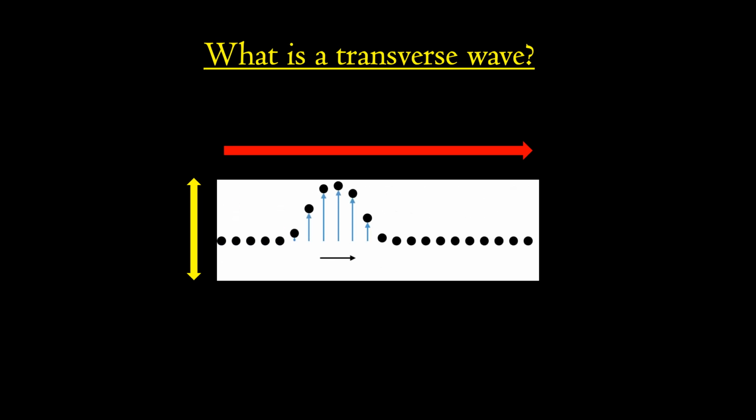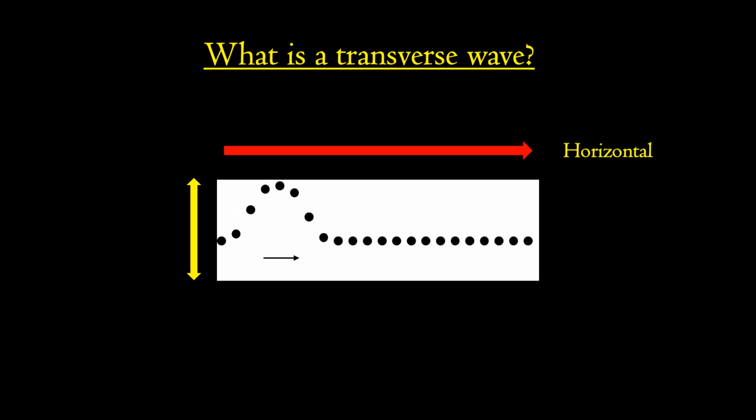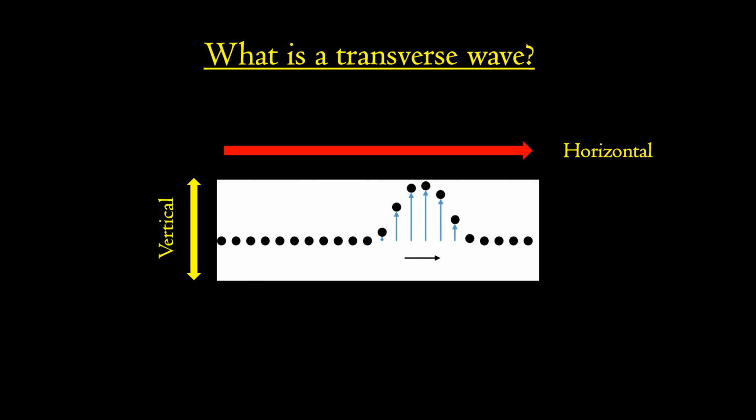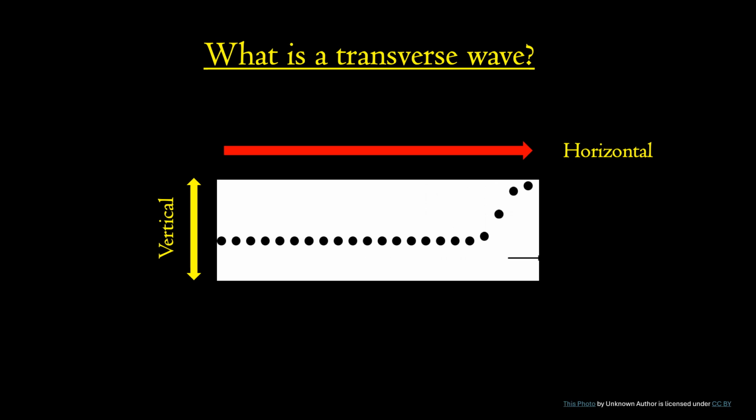The motion of the pulse is in the horizontal direction, and the motion of the particles, the black dots, is in the vertical direction. The angle between the two directions is 90 degrees. This type of pulse, where the direction of motion of the pulse and the direction of motion of the particles of the medium are at 90 degrees with each other, is called a transverse pulse.